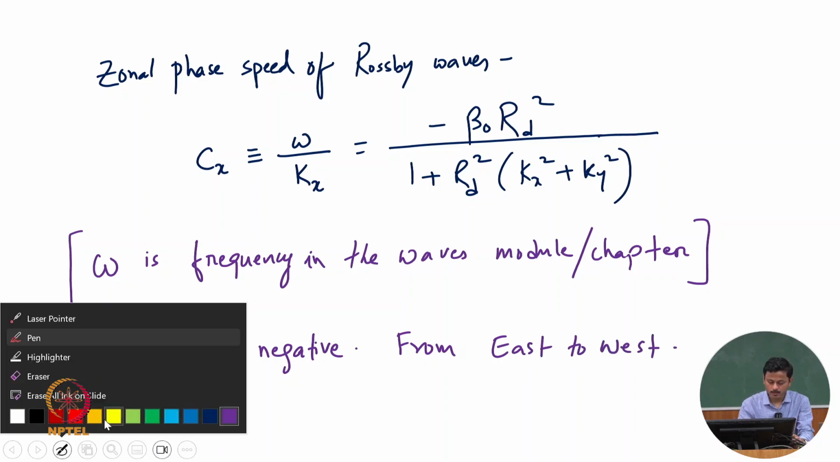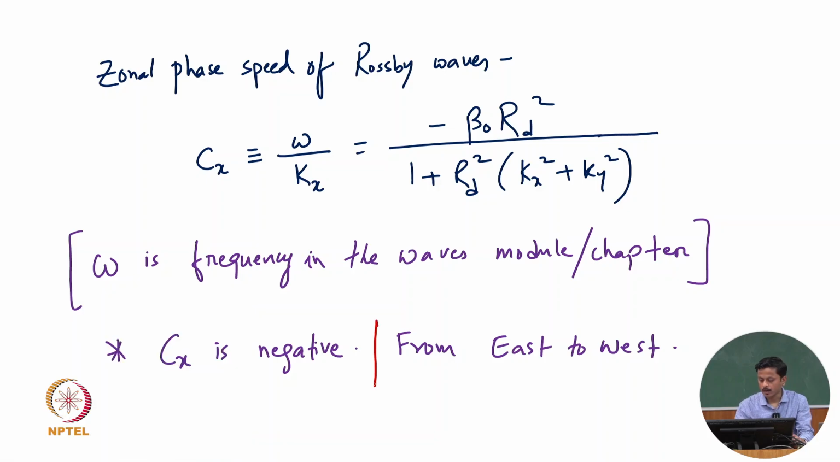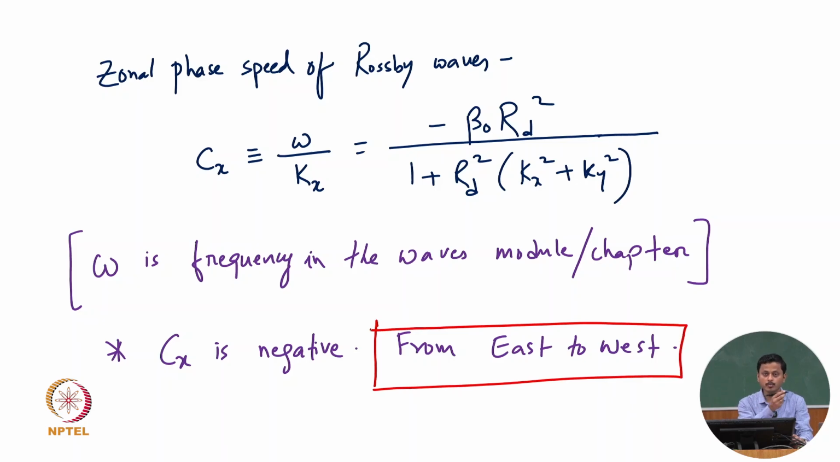Hence, Rossby waves are always from east to west. They are always propagating to the west, and we will see why that happens. We'll give a mechanistic explanation of the reason for this direction of the Rossby waves.